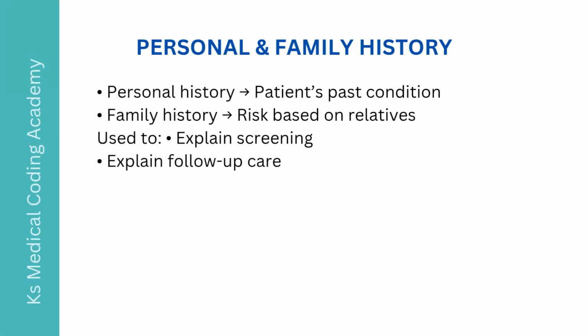Personal and family history. Personal history codes indicate that a patient previously had a medical condition that has resolved. Family history codes indicate that a patient's family members had a specific disease, placing the patient at increased risk. These codes often help explain why screening tests or follow-up examinations are being performed.